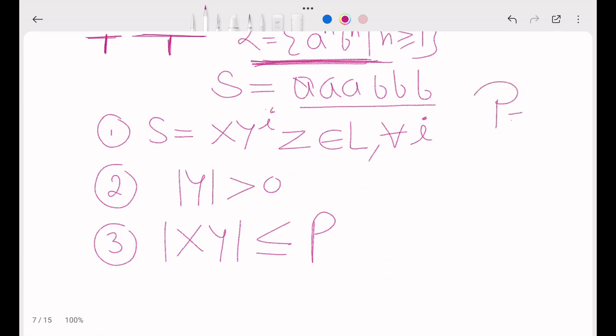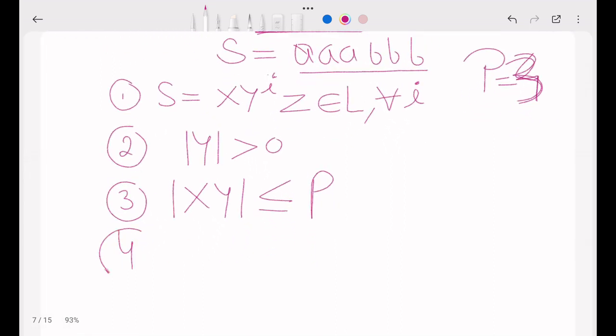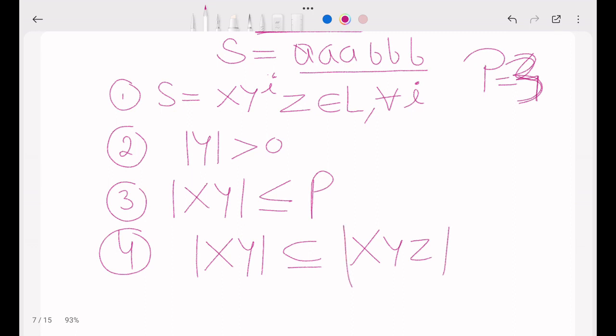Here suppose I am taking p is equal to 3. You can take any one. Suppose 3 is very less, you can take 1, 2, 3, 4. I am taking 4, or 3 you can take. Okay, I am taking 3. Now the fourth one: the length of xy is always a subset of xyz. These 4 conditions you have to fulfill.